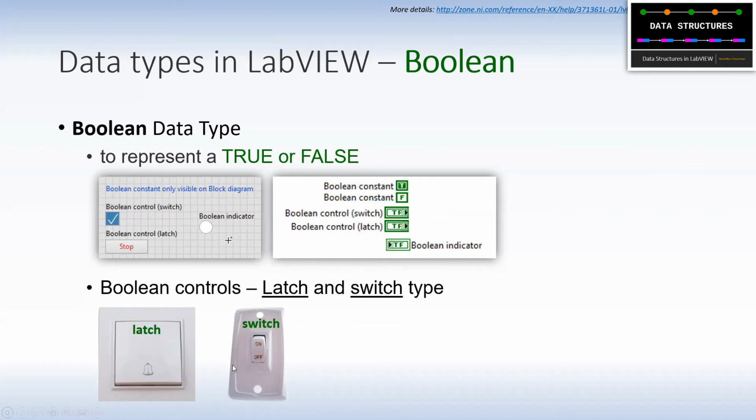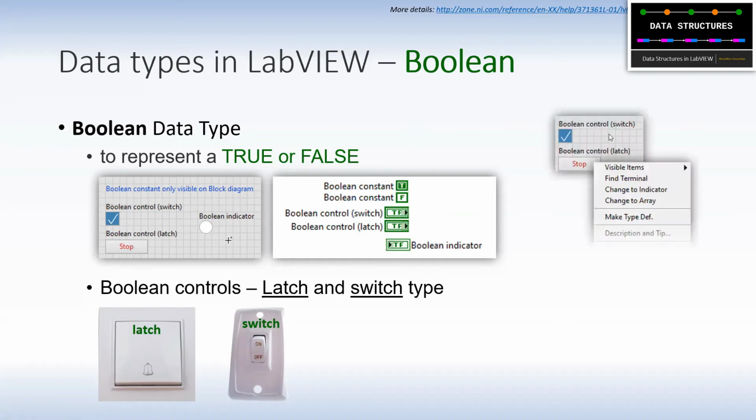And another one is switch. Okay, switch is like switch. Once we on it, it remains on, and then when we off it, it will go back to off. When you use this kind of Boolean control, you have a property, but how to assign this property to our buttons? Means you can make this button also switch, or you can make this button also latch on your front panel. So you see, this is a button.